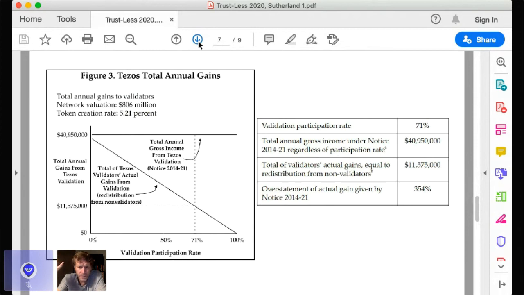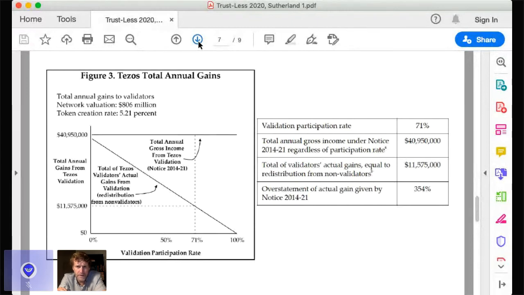But it doesn't matter if we loosen that assumption because the phenomenon is still going to be the same, even if the value of the network increases for other reasons, appreciates in value, and along with it, the value of the tokens. So if you look at that downsloping line, as noted earlier, if 100% of token holders participate in validation, the actual gain to those validators will be nothing. But that's not the way the IRS would look at it under this perspective that these tokens are income when received.